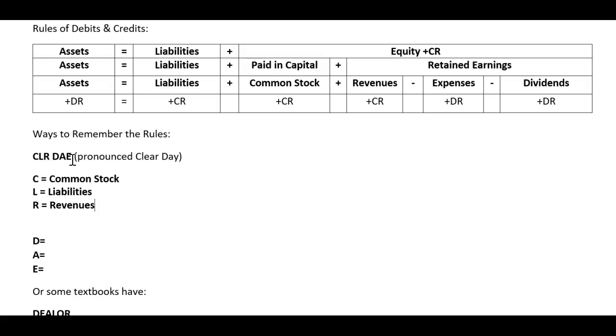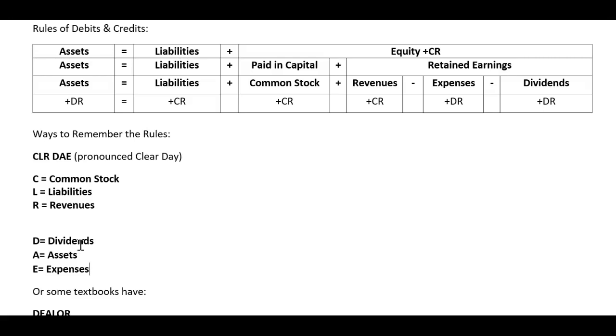DAY accounts, DAE, I know it's misspelled. Okay, we're not going for proper English here. We're going for acronyms so that it can help us. DAY accounts are increased with debits. So dividends, all of our assets, and our expenses. So when you look at an account, if you can classify it in one of these six buckets, then you know the rules of debits and credits.